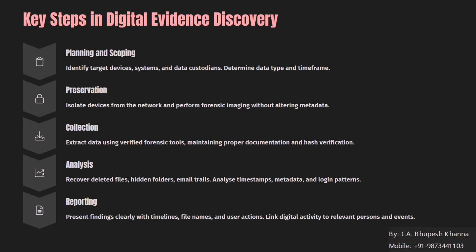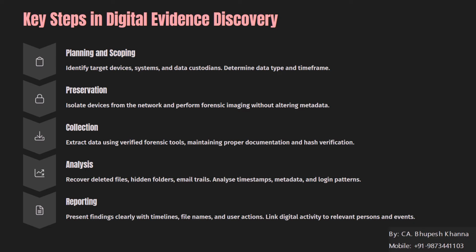Next is Key Steps in Digital Evidence Discovery. 1. Planning and scoping. Identify target devices, systems, and custodians of data. Determine the type and time frame of data required. 2. Preservation. Isolate devices from the network. Perform forensic imaging without altering metadata.